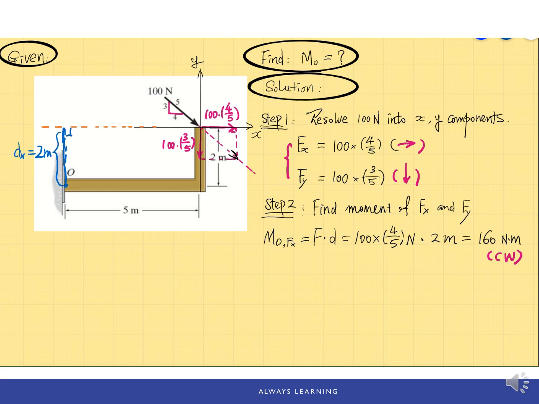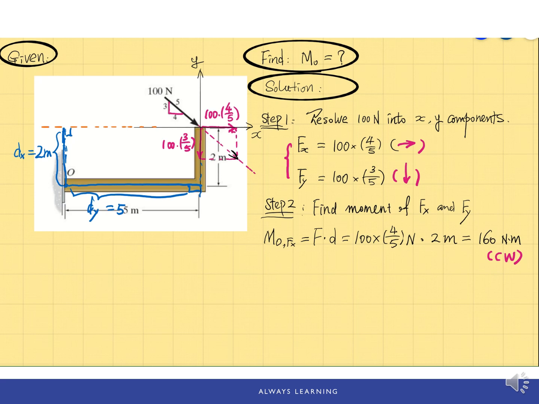And same for the force Fy, and Fy force is in the direction of the y-axis. So the moment arm from point O to the y-axis is along the x-axis, and the distance is 5 meters. So this is the dy, which equals 5.